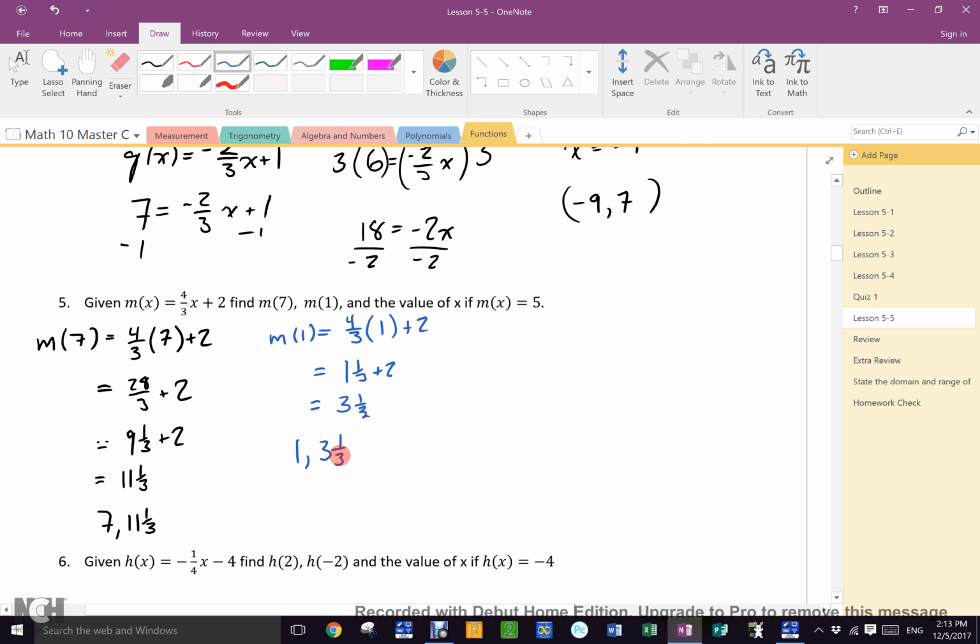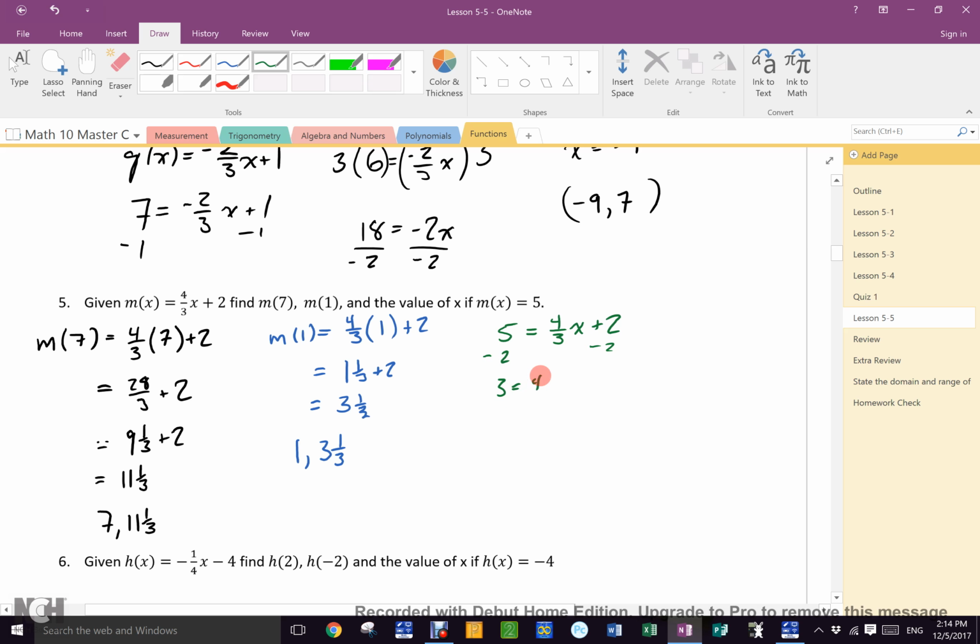Is everybody cool? What's different in the last one? I need x. So it's not m of, it's 5 equals what? 4/3 x plus 2. Solve it. What do I do with plus 2? Minus 2 minus 2. 3 equals 4/3 x. How do I get rid of divide by 3? Times 3.